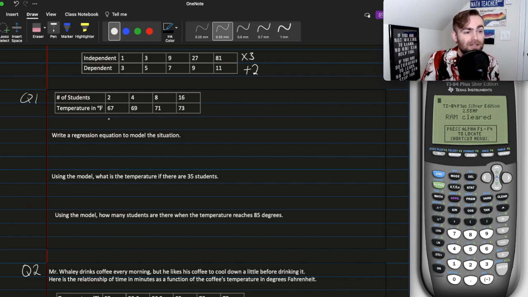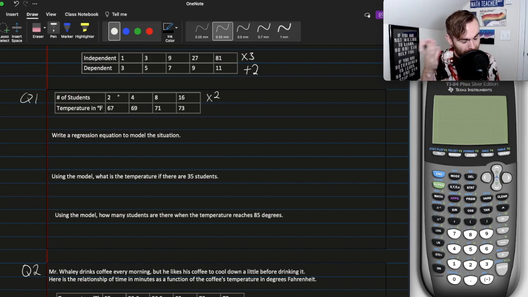So we have some data here, and we can see that the number of students is growing proportionally. We have 2 to 4, 4 to 8, 8 to 16, so that is all being multiplied by 2. And then our temperature is increasing at a constant rate. 7 to 9, 9 to 11, 11 to 13. This is all plus 2. So what's the regression equation to model this? Well, we need to pick a logarithmic one because we're multiplying in the x's and we're adding in the y's.